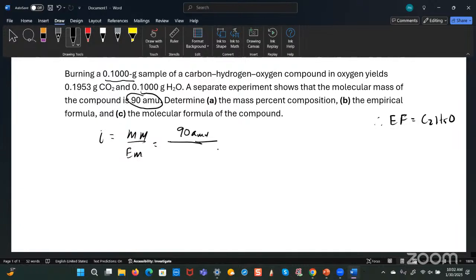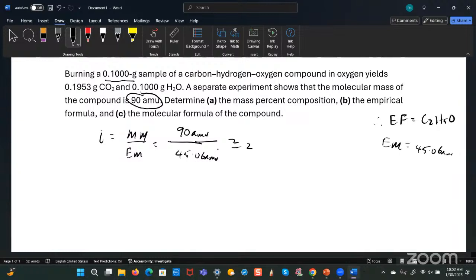Yeah, you add up the atomic masses. Let me do a quick calculation here. 12.01 times 2 plus 5 times 1.008 plus 16. Okay, so according to my quick calculation here, the empirical mass is equal to 45.06 AMU, right? So that would go down here, 45.06 AMU. And from the look of things, this would be approximately equal to 2.